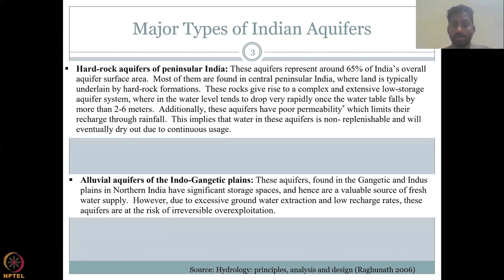These aquifers are always at risk of irreversible over-exploitation. What I mean by irreversible is, once you go below a particular water level, you cannot recharge the water. And that would cause tremendous stress on the groundwater ecosystem in the Ganges basin.